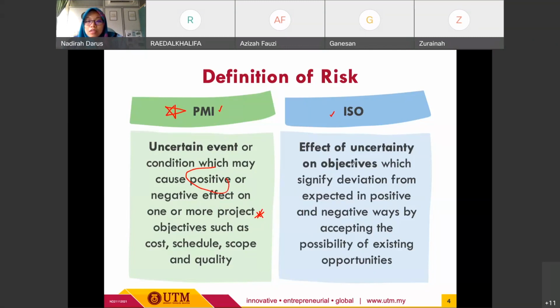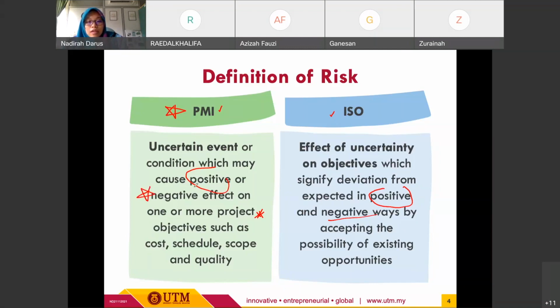The other definition of risk, by ISO, is actually quite similar to the first one. ISO stated that it is the effect of uncertainty on objectives, which signifies deviation from the expected, in positive or negative ways, by accepting the possibility of existing opportunities. So risk effect or risk impact can be either positive or negative. The estimator and the planner need to avoid the negative effect.